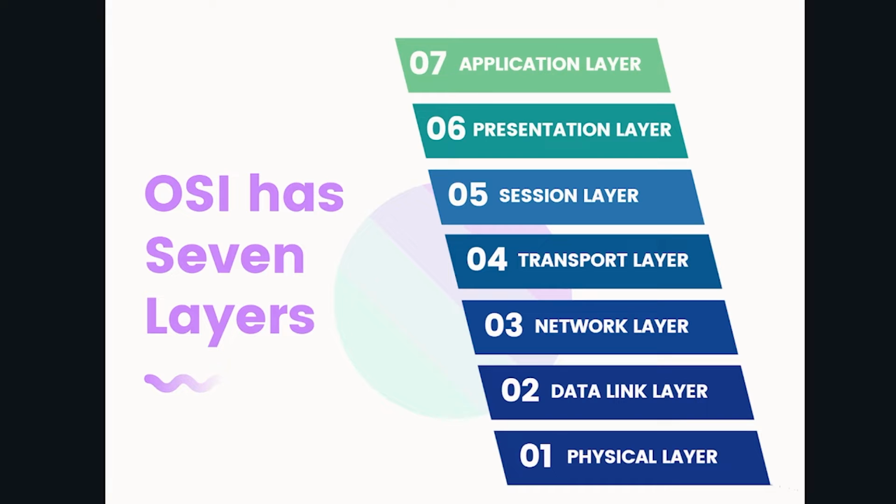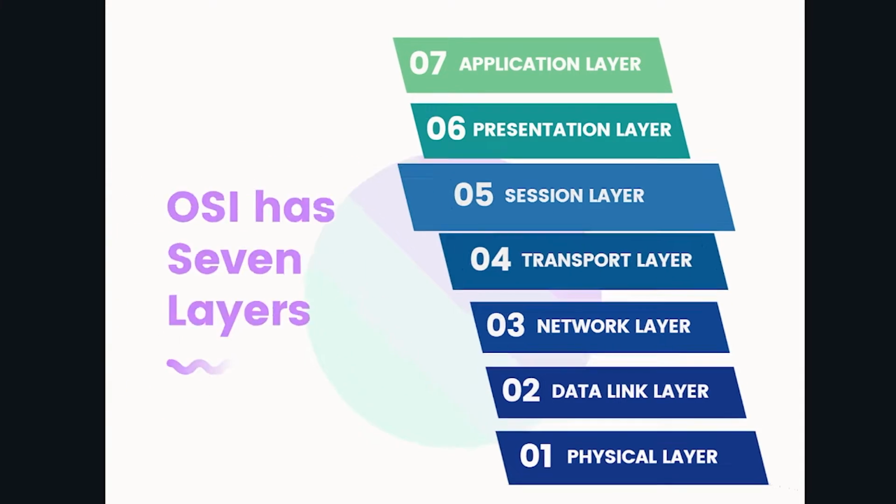Well, yes. So these are the 7 layers of the OSI model: application layer, presentation layer, session layer, transport layer, network layer, data link layer, and physical layer.